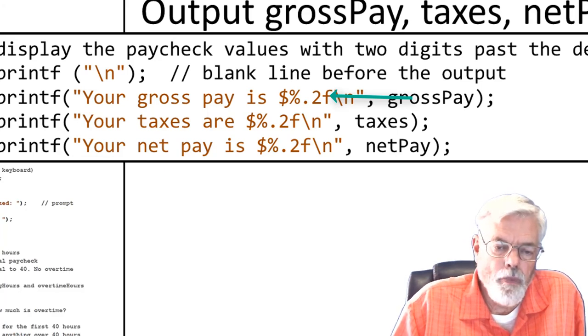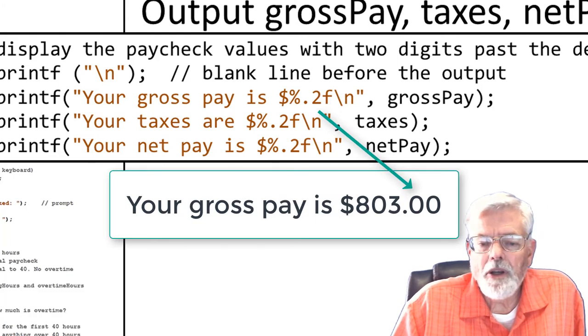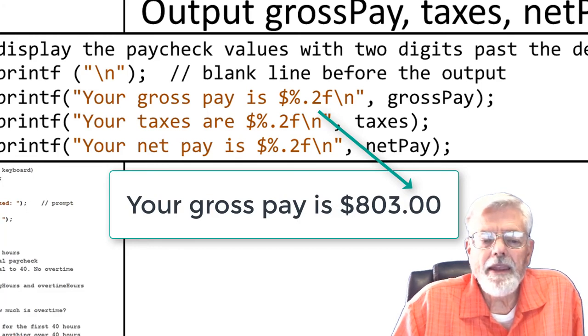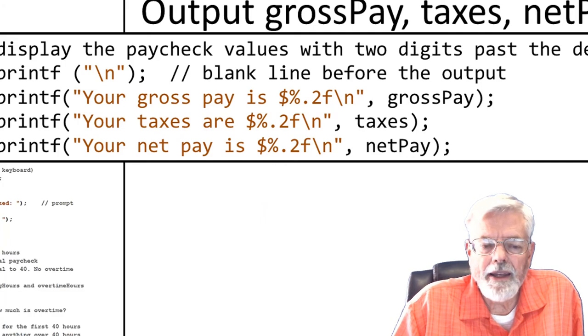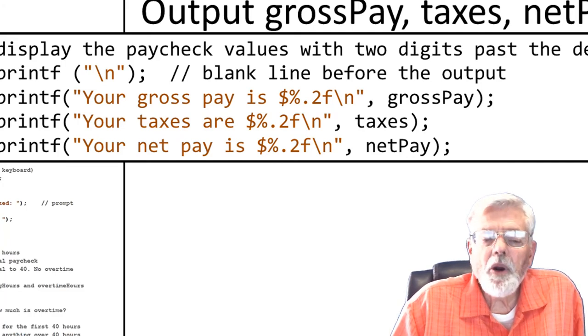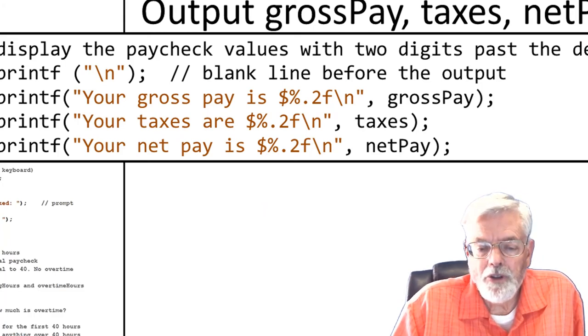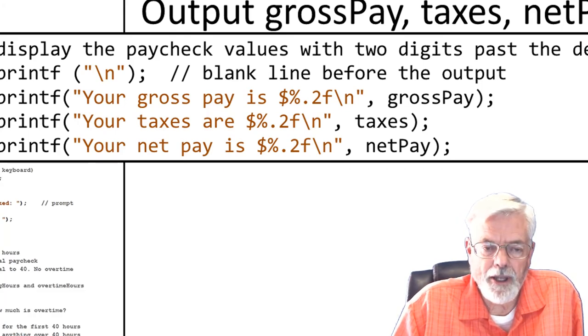past the decimal. If pay were computed at $803, then the output on the screen would show your pay is $803.00, and the \n moves the cursor down one line. Remember how printf displays 2 digits past the decimal. You will need this in future lab assignments.